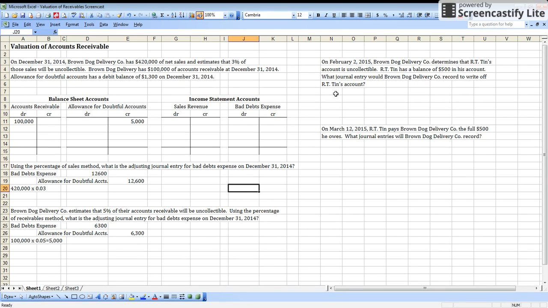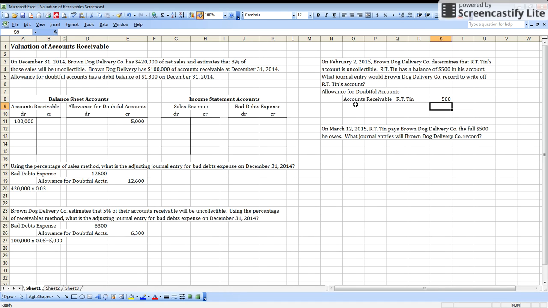So right now we're sitting with a credit balance of $5,000 in allowance for doubtful accounts. When we write off an account, the account that we are going to debit is allowance for doubtful accounts, and we are going to credit accounts receivable, RT Tin. RT Tin has his specific accounts receivable, and if we've determined that his balance is uncollectible, we don't think we're going to get that accounts receivable. So it needs to go away. We need to delete that accounts receivable, which is why we're crediting it for $500. We are getting rid of that accounts receivable. We don't believe we're going to collect anything.